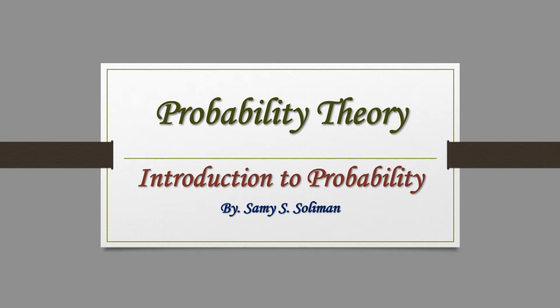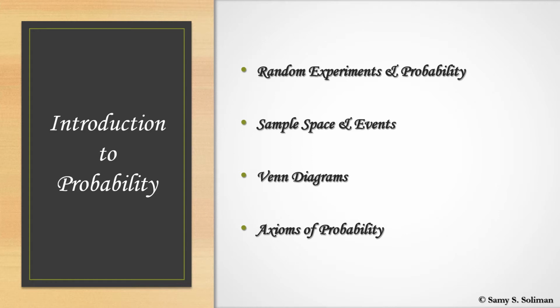Hello everyone. In this lecture of the probability theory course, we will be giving an introduction to probability. We will start with random experiments and probability, and then we will explain what is meant by sample space and events. Then we will learn how to use Venn diagrams to find number of elements in events. And finally, we will mention the axioms of probability.